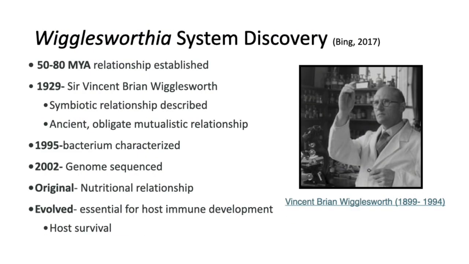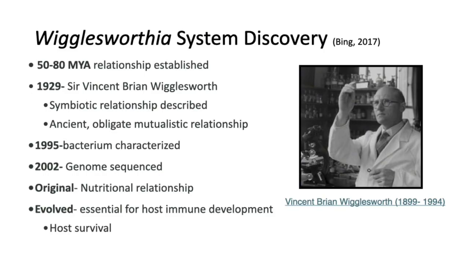All right, so getting into system discovery, this relationship was established about 50 to 80 million years ago. In 1929, Sir Vincent Brian Wigglesworth actually described this symbiotic relationship, and he saw it to be an ancient, obligate, mutualistic relationship.